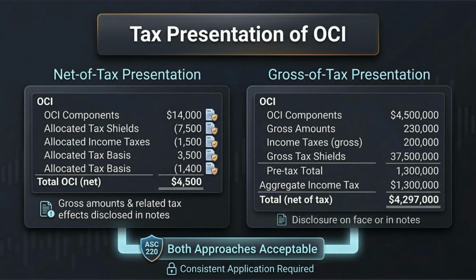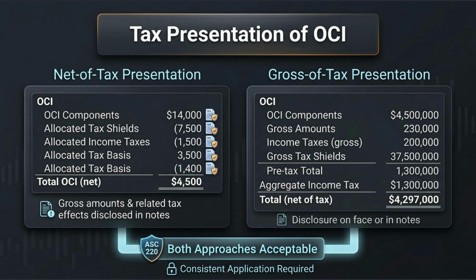A strong answer would say that under the net of tax method, each OCI component is shown after deducting its related tax effect. Under the gross of tax method, each OCI component is shown before tax with a separate aggregate tax effect line. Either approach is acceptable if the tax effects are clearly presented on the face of the statement or disclosed in the notes. The entity must not omit tax effects, and consistency is important.